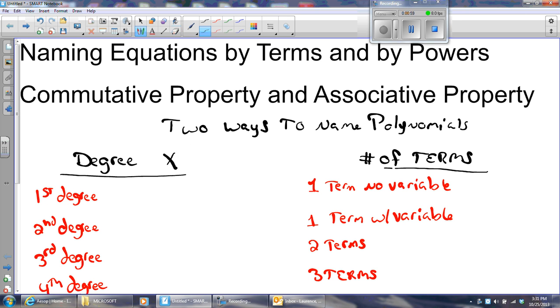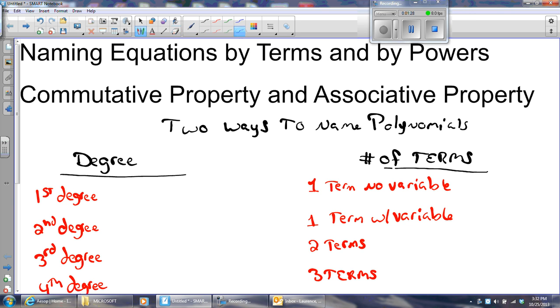So for example, this is a fifth degree term. Why? Because the exponent's 5. This polynomial is still fifth degree because the highest one is a 5. You name it by the highest term. If I had this, it would be seventh degree, because the highest exponent is 7.